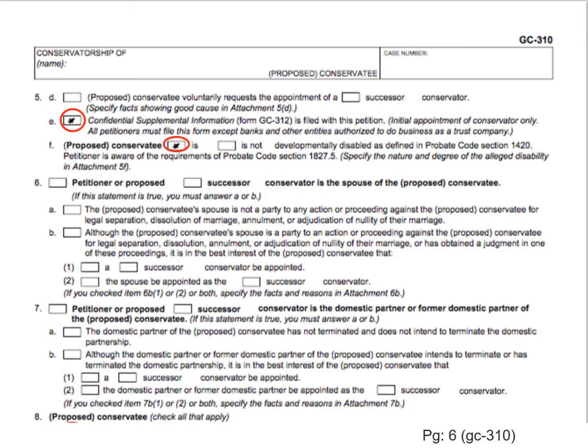On page 6 of Form GC-310, check the boxes next to item 5E and the word is at item 5F, stating that the conservatee is developmentally disabled as defined in the Probate Code.